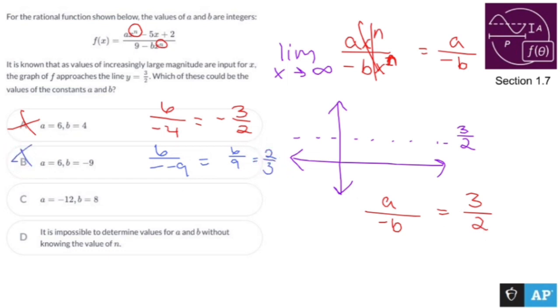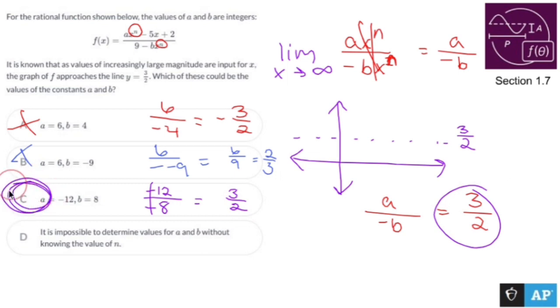Not what I want. Next option is if a is negative 12 over negative b is regular 8. That simplifies to, negatives cancel each other out, 3 over 2. That is what I want. So C is a possible answer. And if you know that the value of n is, if they're the same, then it's fine. It doesn't matter. As long as the degrees are the same, you will approach a horizontal asymptote for a limit, and that's what we get. So C is my guy.